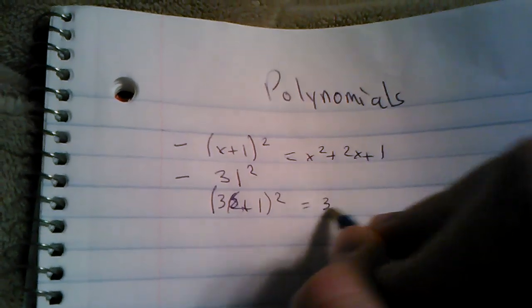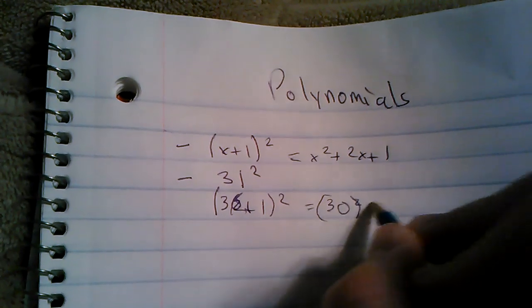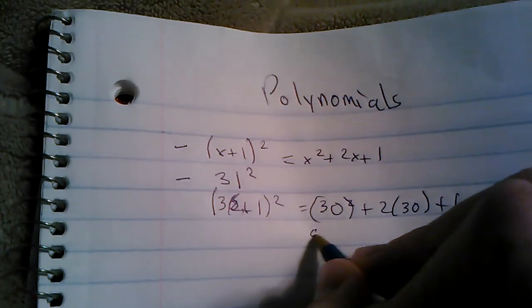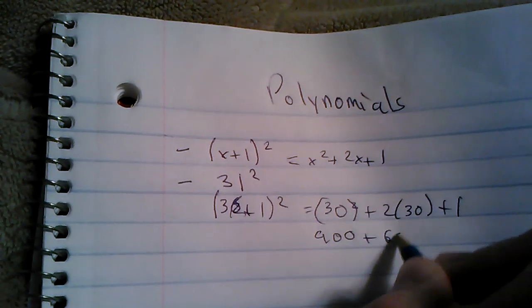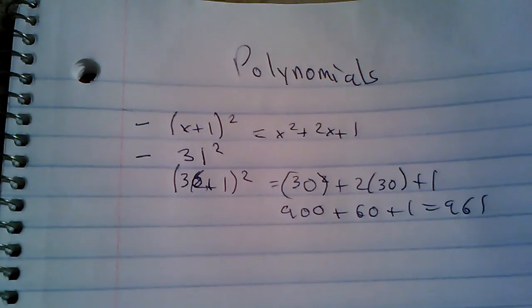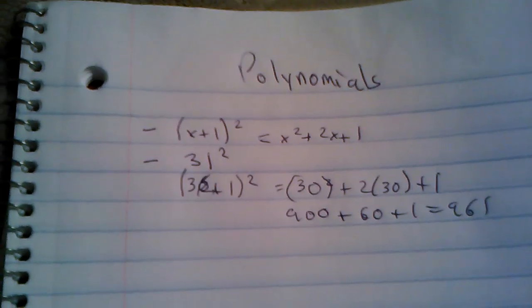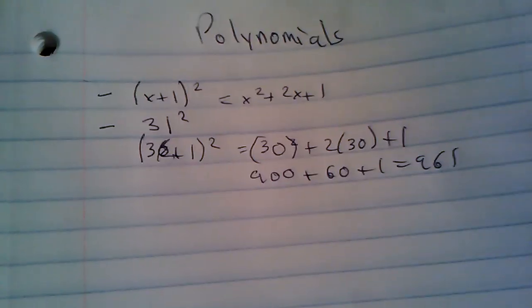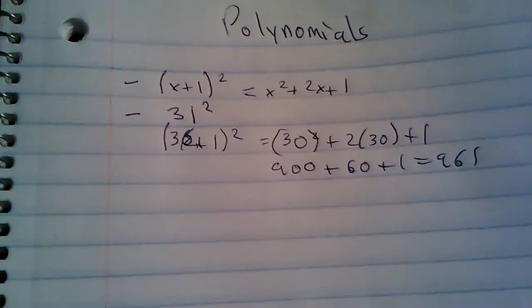Which is just 30 squared plus 2 times 30 plus 1. Well, 30 squared is 900 plus 60 plus 1 equals 961. And that's a really easy way of finding a polynomial. So there are uses, and you can do that with x plus 2 or x minus 17 or something like that if you feel like it.